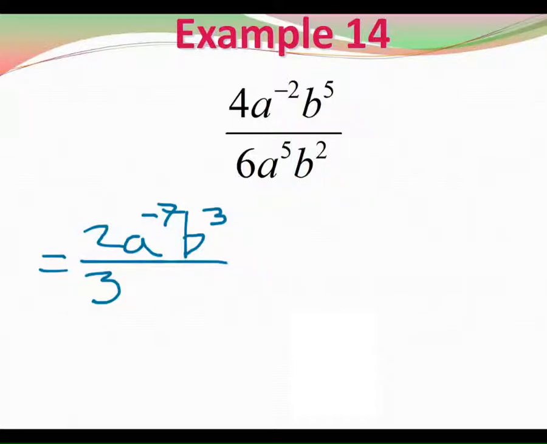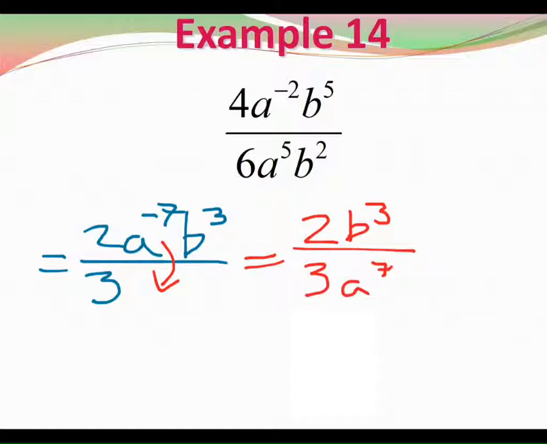So what's the only part of this answer we need to simplify? The a to the negative 7. We would like to move that to the bottom to become positive 7. So we're left with 2 b to the 3rd divided by 3 a to the positive 7. And that would be our simplified expression.